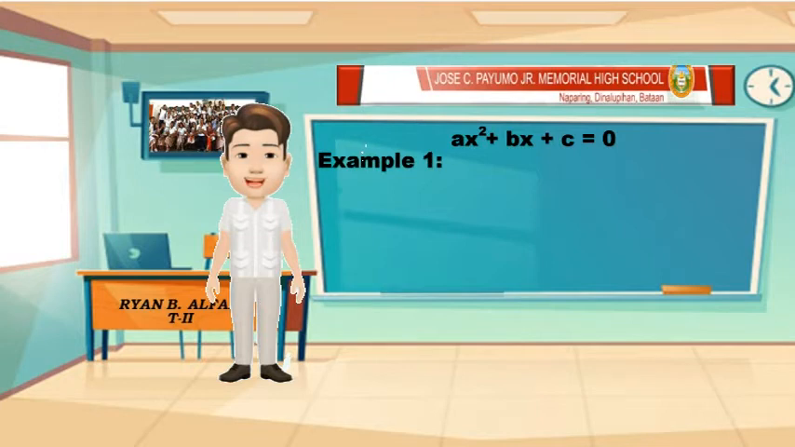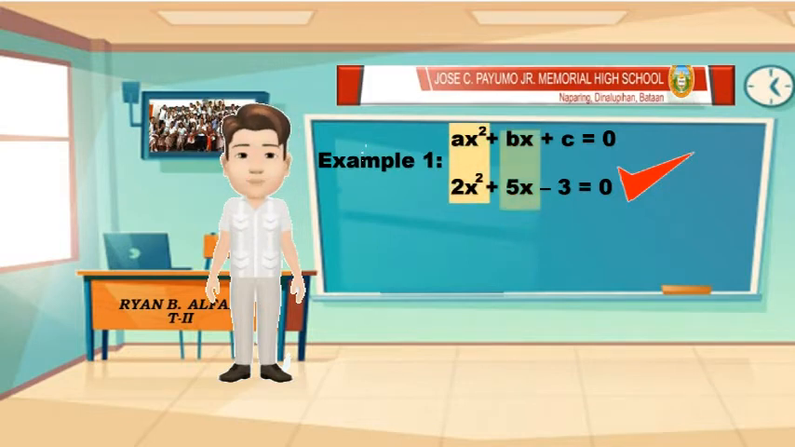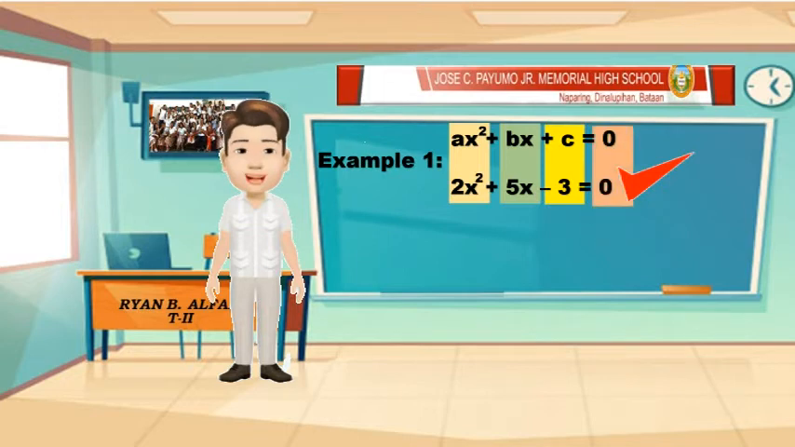Our first equation is 2x squared plus 5x minus 3 is equal to 0. Is the equation written in standard form? Yes! Why did you say so? That's correct, because the first term is the quadratic term, followed by the linear term and the constant term, and the right side must be equal to 0, wherein the value of a is equal to 2, b is equal to 5, and c is equal to negative 3.